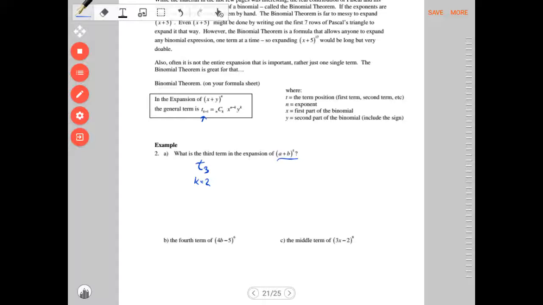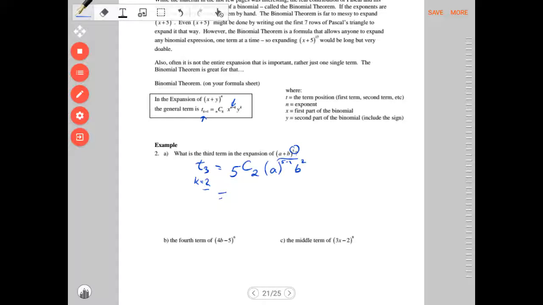Okay, so I want the third term, so k is 2. So this is going to equal n, and in this case, n is the exponent, so 5, choose k. Well, that's why we write the k down here. So it's 5 choose 2. Great. And then we have the first chunk, the x, and that is raised to the exponent n minus k. So 5 minus 2, which of course is 3. And then we have the y, the second part of the binomial, just to the k.